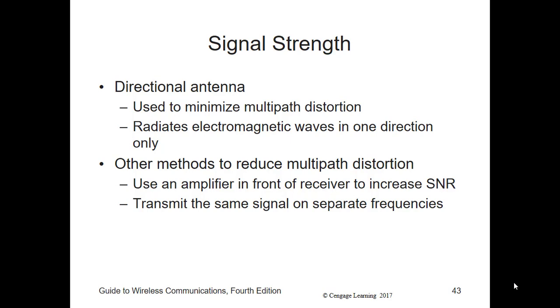Directional antennas radiate the electromagnetic waves in one direction only and can help reduce or eliminate the effect of multipath distortion if there's a clear line of sight between the receiver and the transmitter antenna. Other methods include using a more powerful amplifier in front of the receiver circuit to help increase the signal-to-noise ratio, or transmitting the same signal on separate frequencies. Multipath distortion is particularly problematic in cities with large buildings and structures where the receiver is in constant motion, such as in cellular technologies.